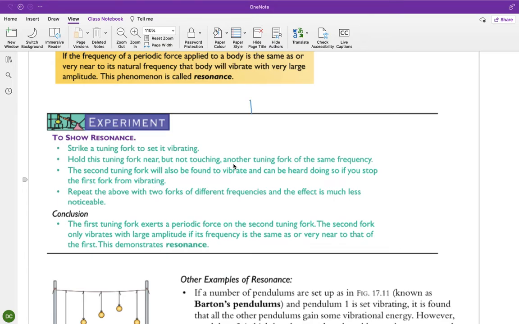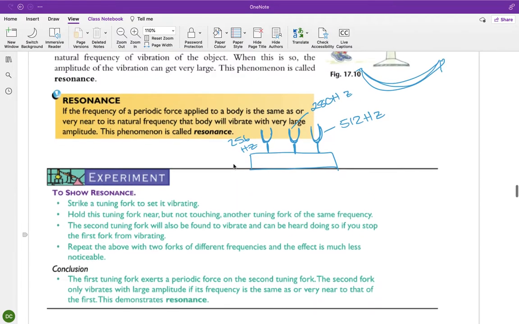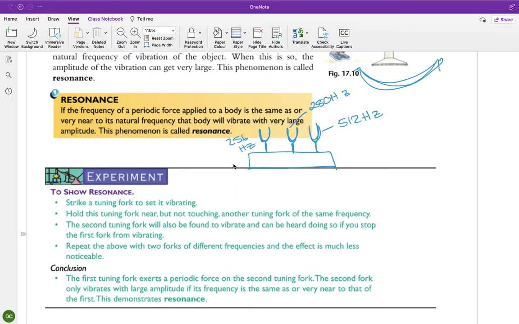You have a block, and on the block you've got a couple of tuning forks. The tuning forks are at different frequencies. Say this one is 256 hertz. This one is, I can't remember, maybe 280 hertz. And this one is 512. So you have three different frequencies. Then you come in with another one that's 256. You bang it off the table and you get it to vibrate, so it makes a ringing sound.